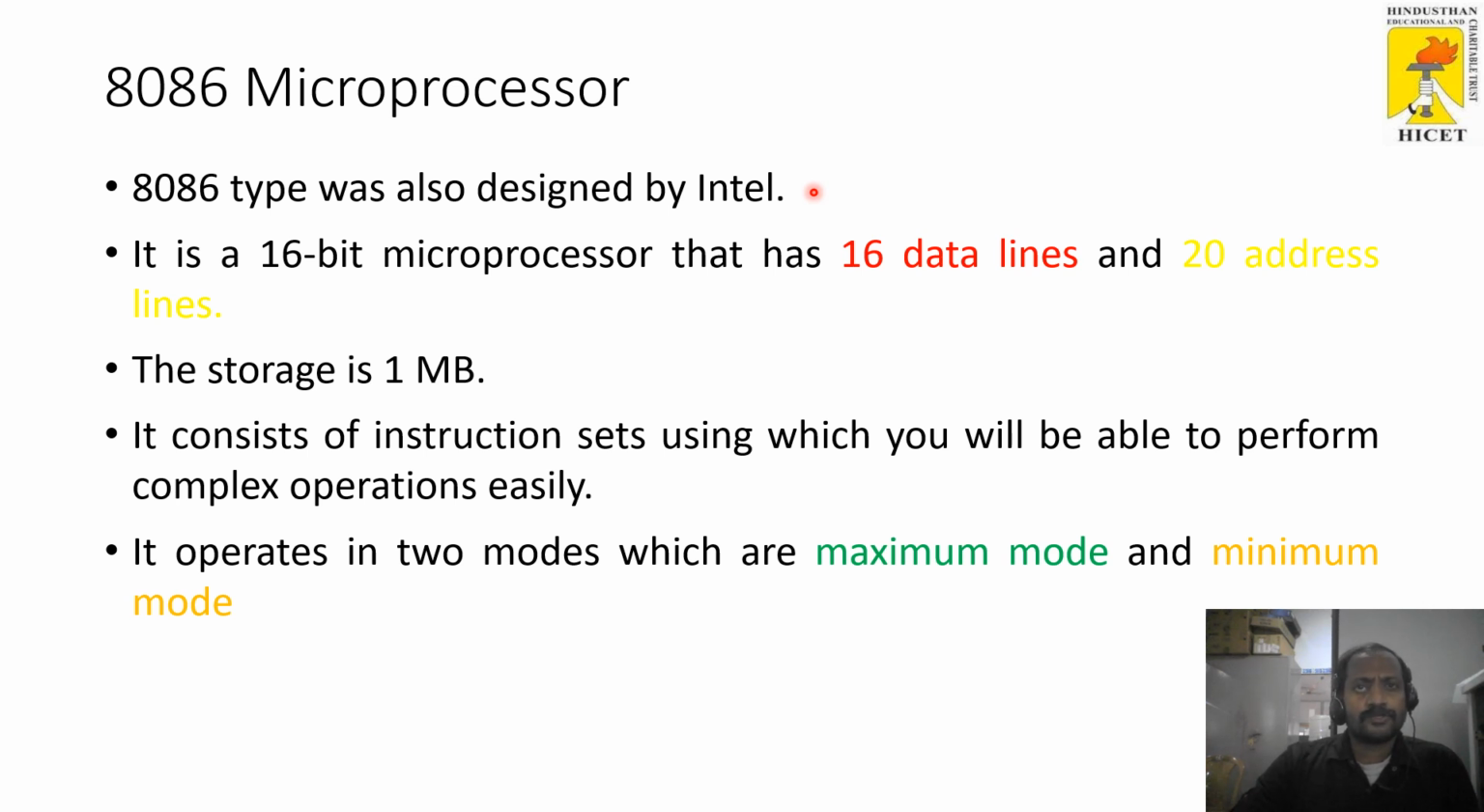We have three versions based on the frequency of operation, that is 8086, 8086-1 and 8086-2, in which the first, 8086, operates at 5 MHz, 8086-1 has a frequency of 10 MHz and 8086-2 has a frequency of 8 MHz. Another important thing regarding this microprocessor is that it uses two stages of pipelining, that is the fetch stage and the execute stage. This improves the performance.